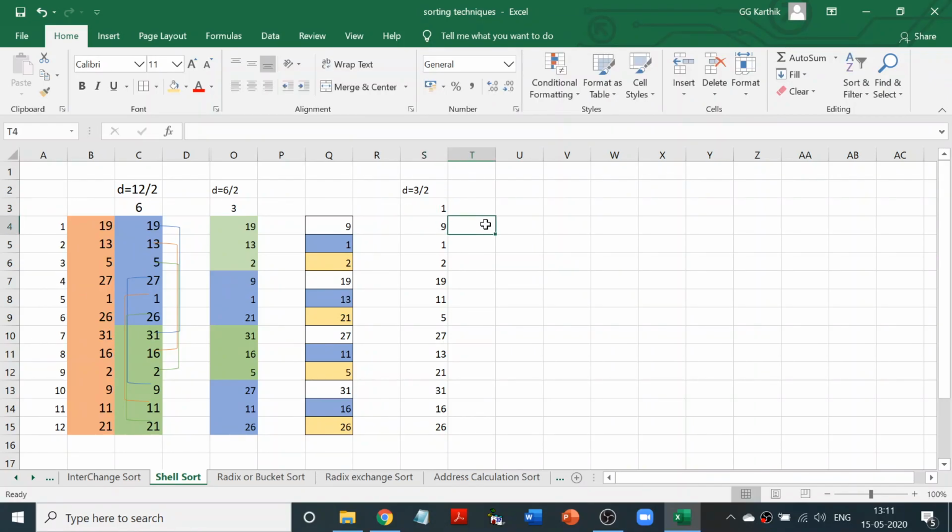So what happens now, you are going to sort the whole thing. Actually, literally speaking, you are going to be sorting the whole thing. So I will compare 9 and 1, it will become 1, 9. So 2 and 19, it will be 2, 19, right? Then I will be comparing 11 and 5, and it will be 5, 11, right? Then I'll be comparing 27 and 13, so it will be 13 and 27, right?